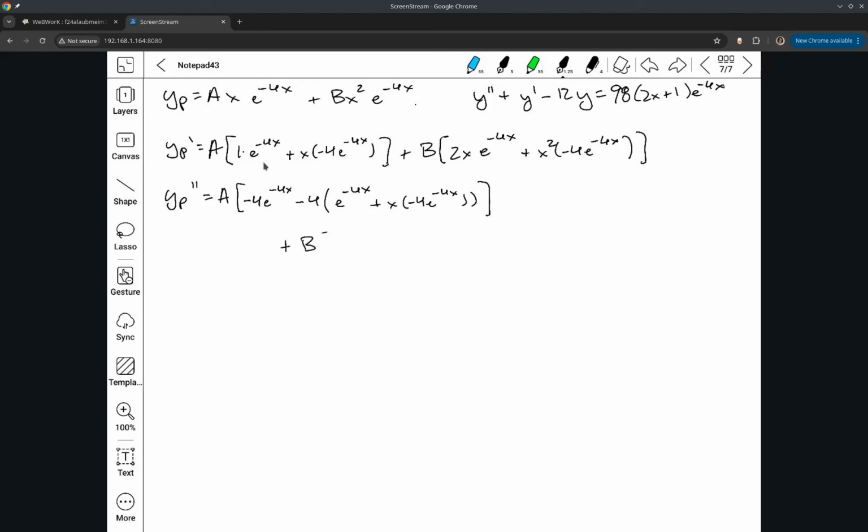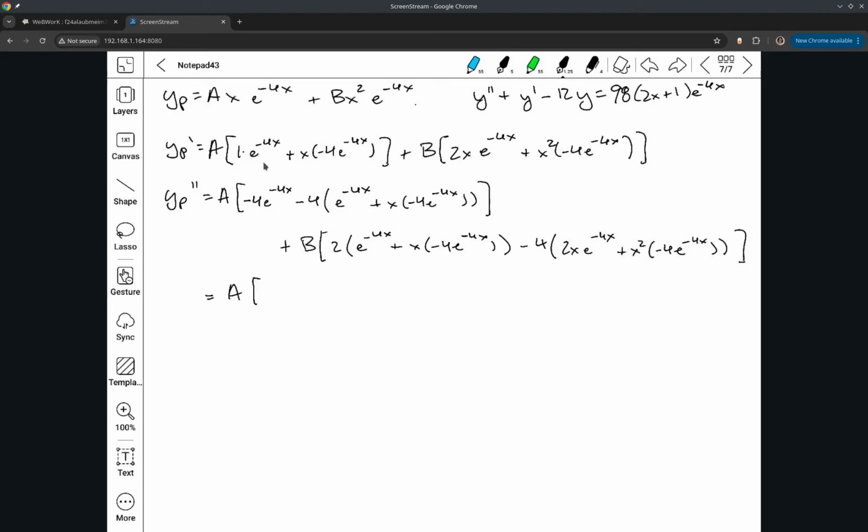And then for b, I've got 2 times same derivative, 1 times e to minus 4x plus x times minus 4 e to minus 4x, minus 4 times the derivative of x squared, which is 2x times e to minus 4x plus x squared times minus 4 e to minus 4x. So it's just repeating a bunch of product rules. And then we're going to have to start trying to simplify things.